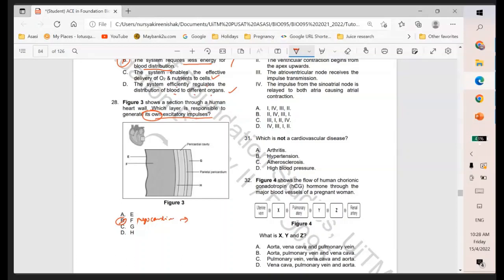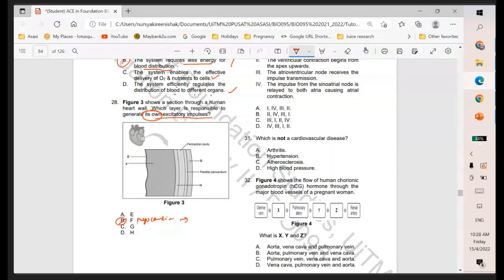Because what? The contraction of the heart, the impulse generated by the myocardium is not sent from the brain. It is not an instruction from the brain. The muscle, the myocardium itself is able to contract itself. So this is advantageous because?